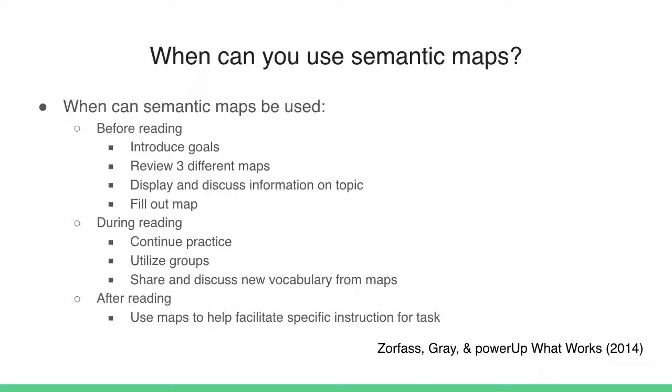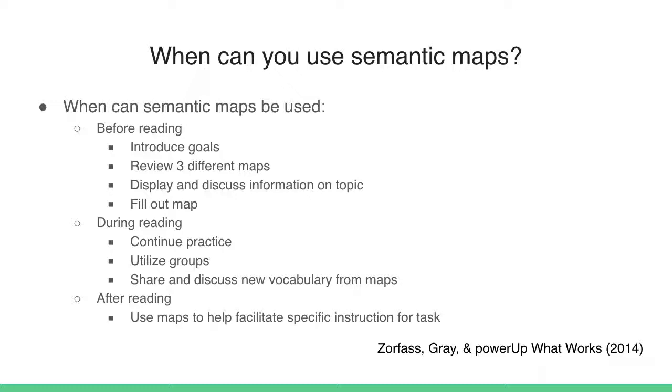So, an example that specifically came from the article Zorfus, Gray, and Power Up What Works. This actually came from Reading Rockets, the website. And so they used a very specific example. They used Abraham Lincoln's personality. They took a text that specifically discussed Abraham and what he did and what his personality is. So they used the website to access this information.